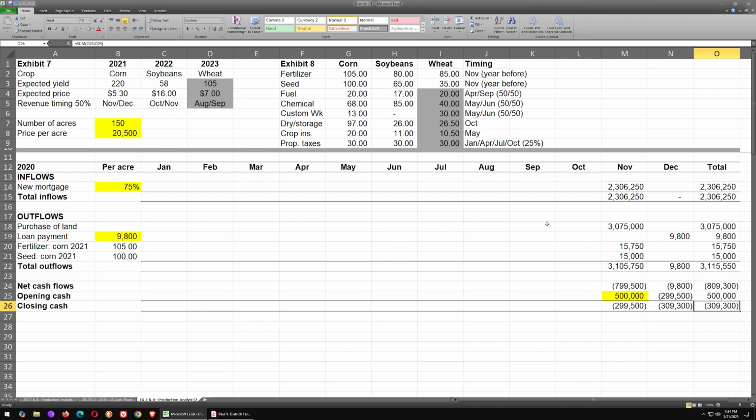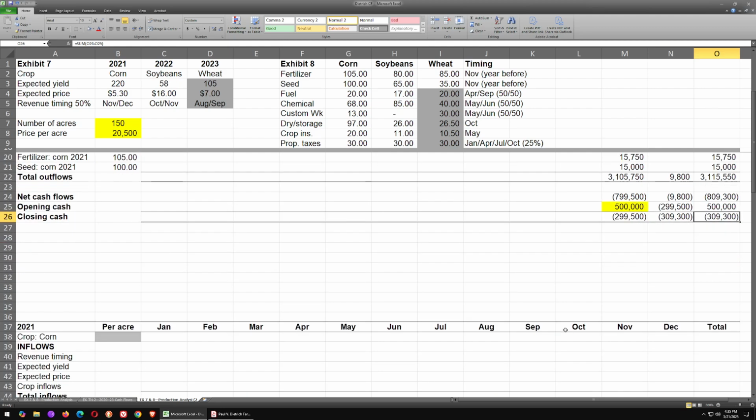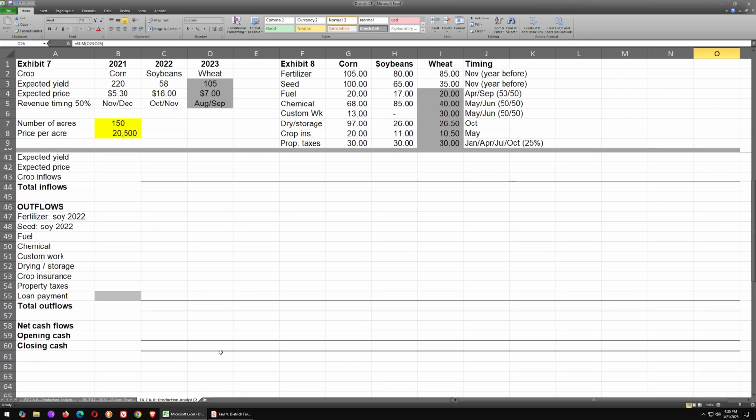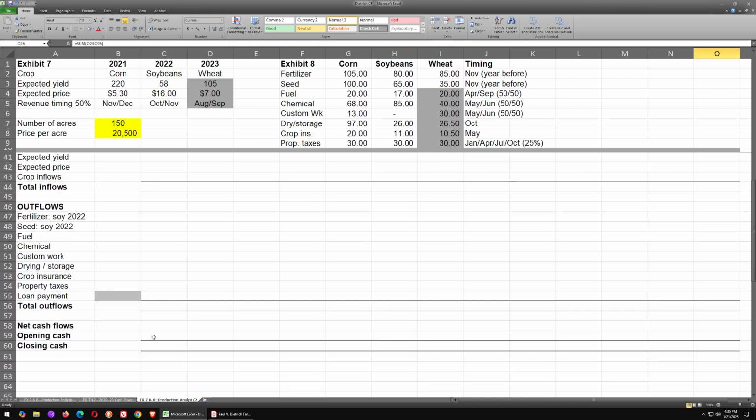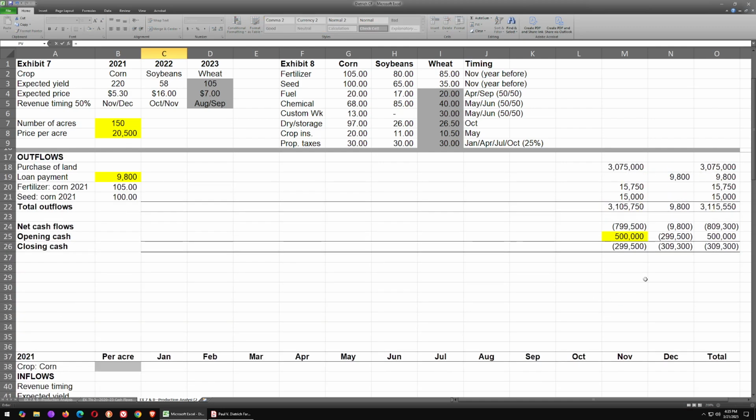Okay, so now that was all we had to do for 2020, was buy the land and fertilize and seed for corn. Now, what we're going to remember is that if that's the closing cash for December of 2020, that becomes the opening cash for January. So we're going to say opening cash equals, and then I'm going to highlight this, enter.